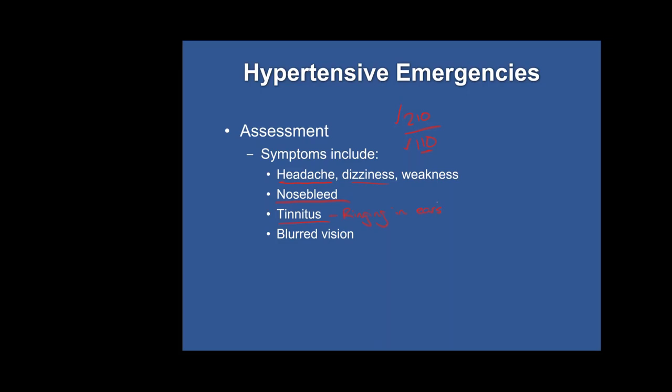Look at the headache, dizziness, nosebleed, ringing in your ears, blurred vision. Most of the time, the hypertensive ones are worried about their head. We're worried about them rupturing little blood vessels in their brain and having a hemorrhagic stroke secondary to that high blood pressure.